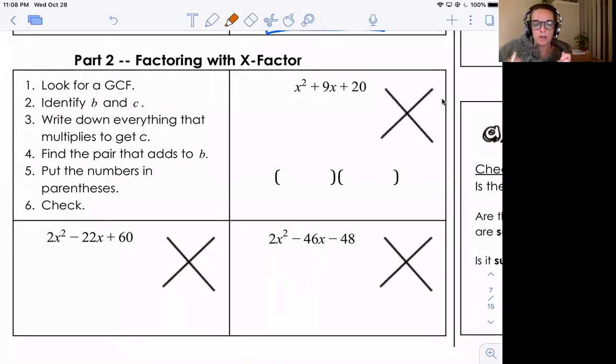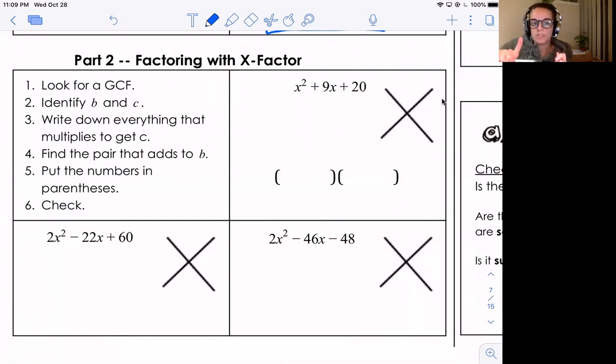We're working on part 2. Part 2 is factoring with the x factor. You might have done guess and check with this in the past, or you might have done multiply and add. You might have done the x factor. I like the x factor. I think it makes it easier for me.